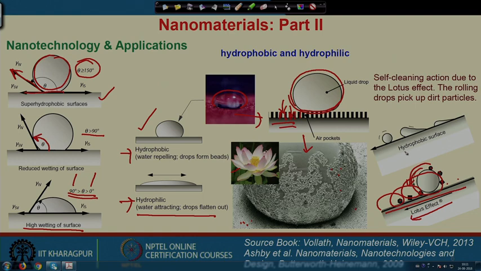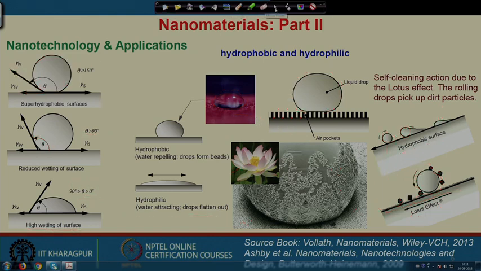Whereas, this is a typical hydrophobic surface, which says that once the liquid droplet falls, it immediately forms a sphere. This is a typical feature, and then it collects all the dirt and picks it up to give such a lotus effect.